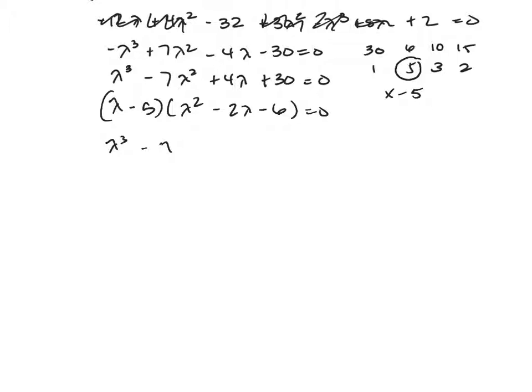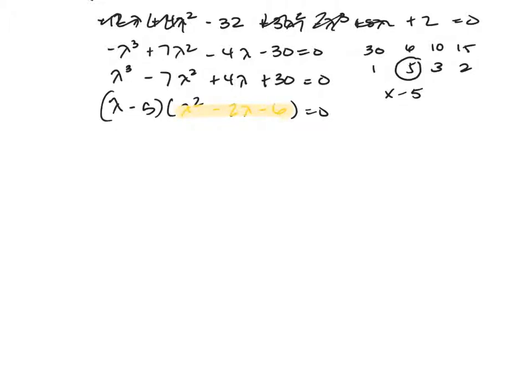Lambda cubed minus 2 lambda squared minus 6 lambda minus 5 lambda squared and plus 10 lambda and then minus 30 plus 30. And then if you combine those, you get the negative 7 lambda there, and you get positive 4 lambda there. So this is a match. The problem is this piece, because that's non-factorable.